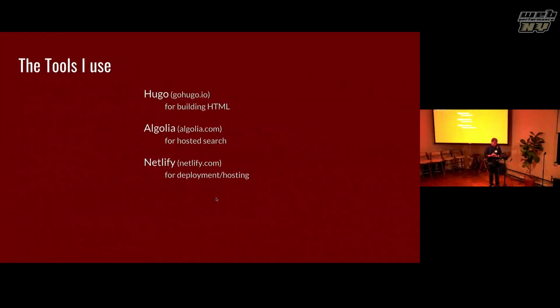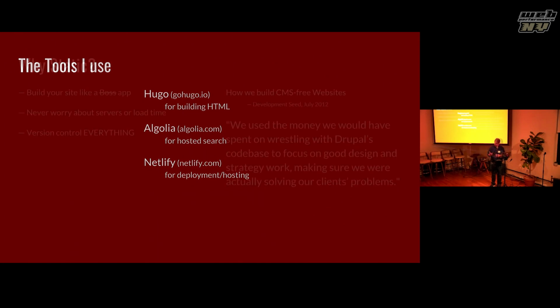So here's how I built the site. It's a JAMstack site, of course, so it's static. So all the HTML is statically generated and then deployed to the web. I use a tool called Hugo, which is built with Golang. It's a very fast and very secure tool. Algolia is the search that I just showed you, and then the site is deployed and hosted on Netlify.